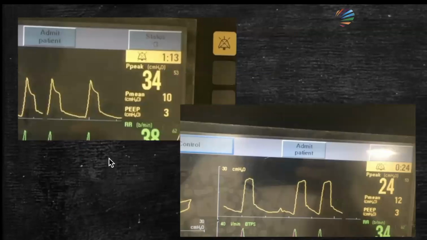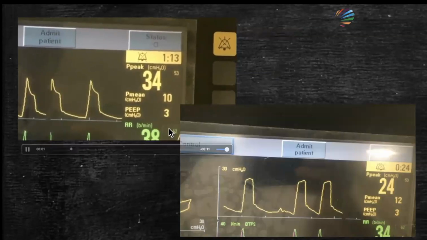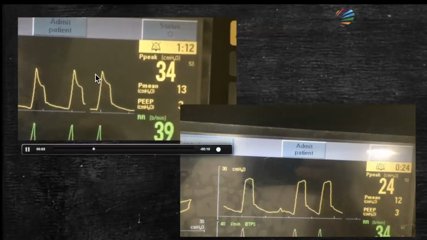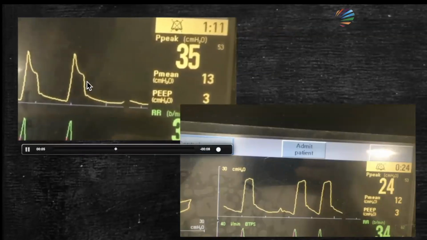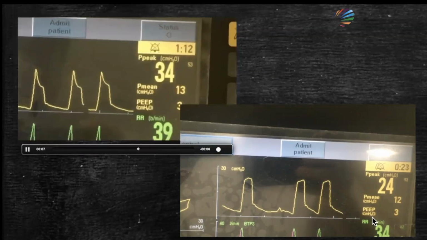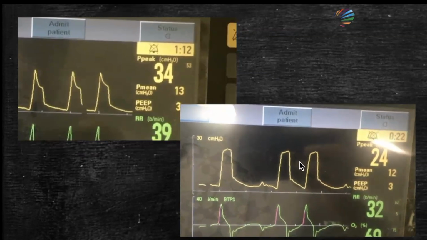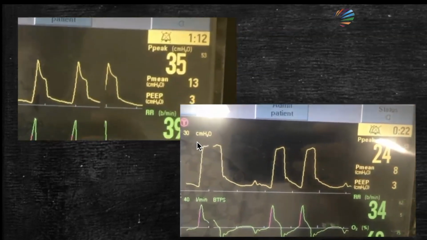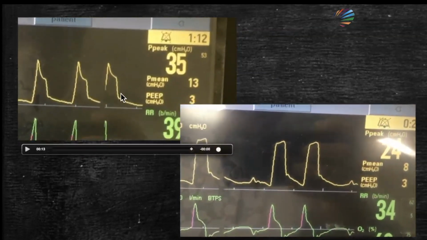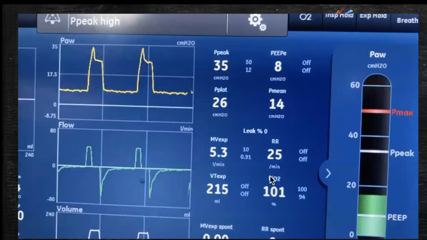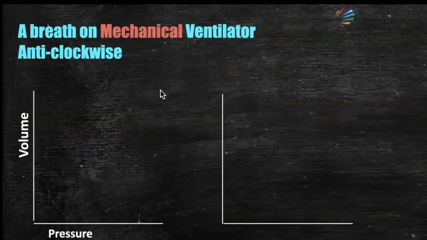So if you see in an actual patient, we can see that there is a PIP and P plateau, and this is a volume control mode. And here we can see there is a flat top. So this is a pressure control mode. So this is how the pressure time scalar looks in volume control and pressure control mode. This is one more example of volume control mode where we have a PIP and P plateau in pressure time scalar.